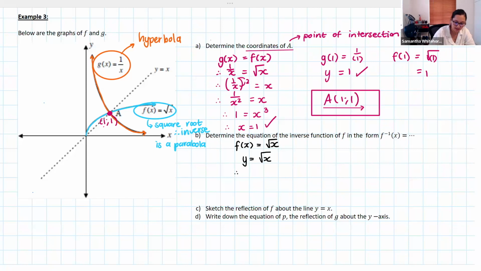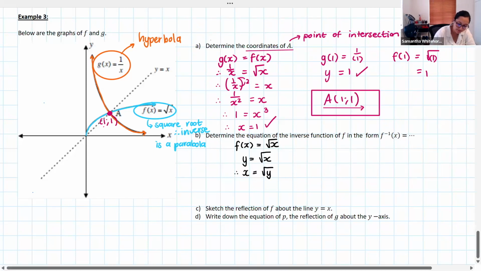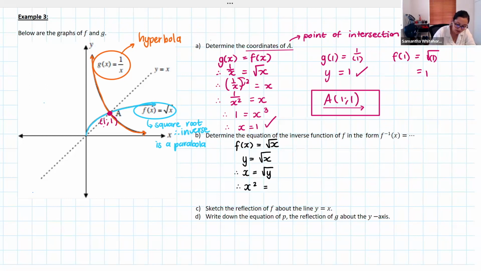All right, amazing, guys. So we swap, so this becomes x equals square root y. Don't really want that square root there, so I'm going to square both sides. x squared is equal to y. Now, remember, x squared is a parabola. A parabola is a function. So we are definitely able to use this notation, and we were also told to use that notation. So our final answer has to be f to the negative 1 of x is equal to x squared.